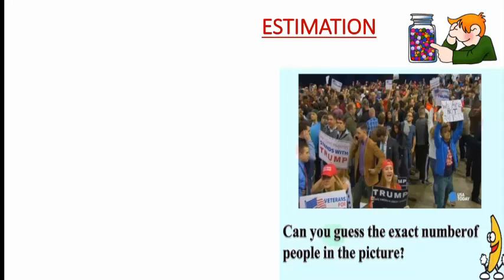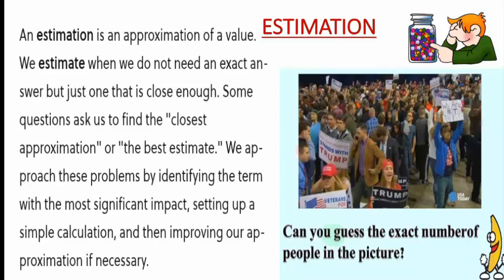Fine. So children, all this guessing, whatever you have told just now, are close enough values to the exact numbers, but they are not the exact values. Means the guessing whatever you did, those are approximate values. So let us know what an estimation is. An estimation is an approximation of a value which is close enough to the exact answer, where we find the closest approximation or the best estimate.